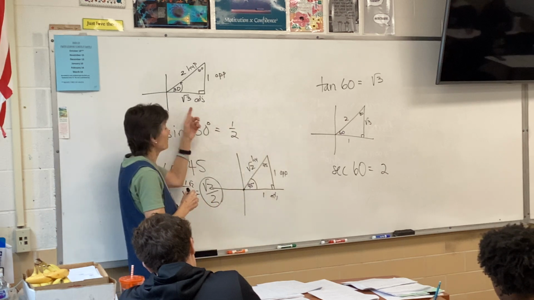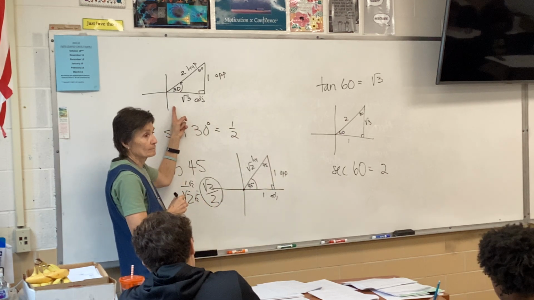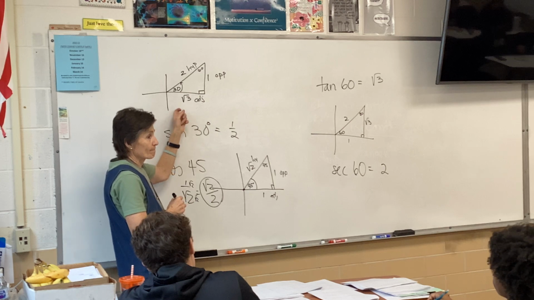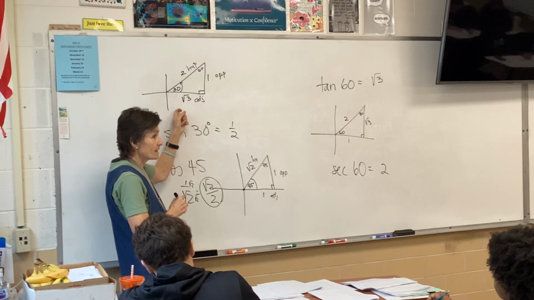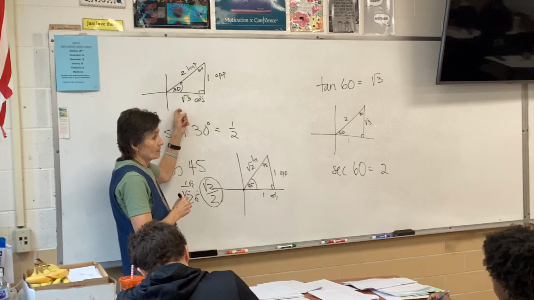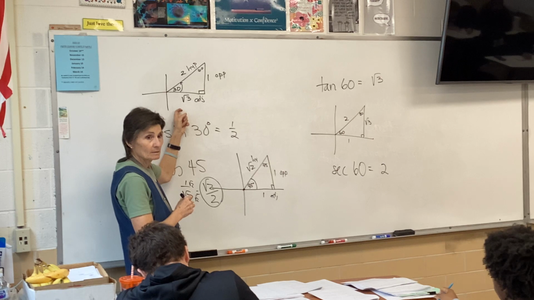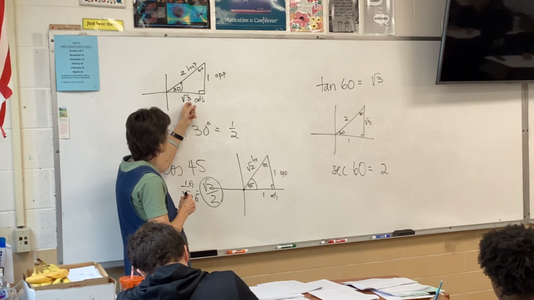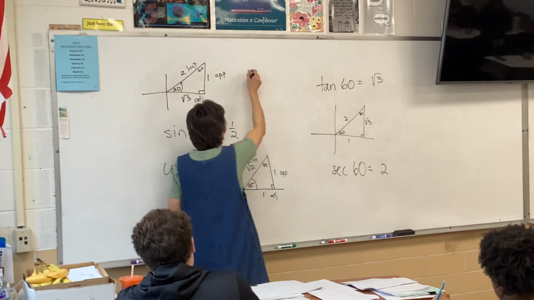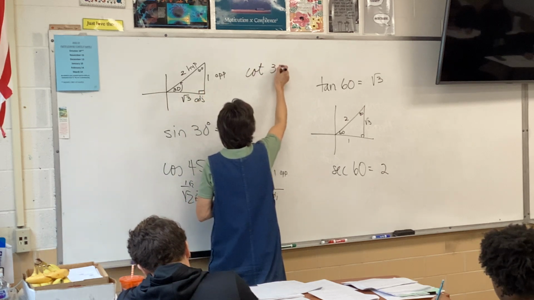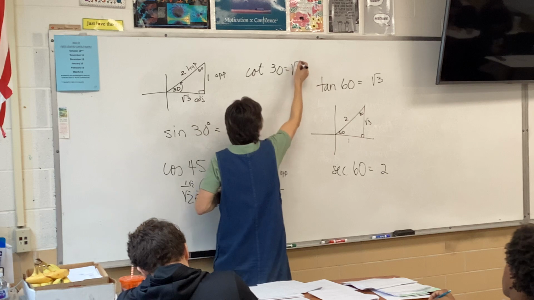Cotangent 30. I'm going to come back to this picture. Cotangent is adjacent over opposite. Right? So adjacent over opposite. The cotangent of 30 is root 3.